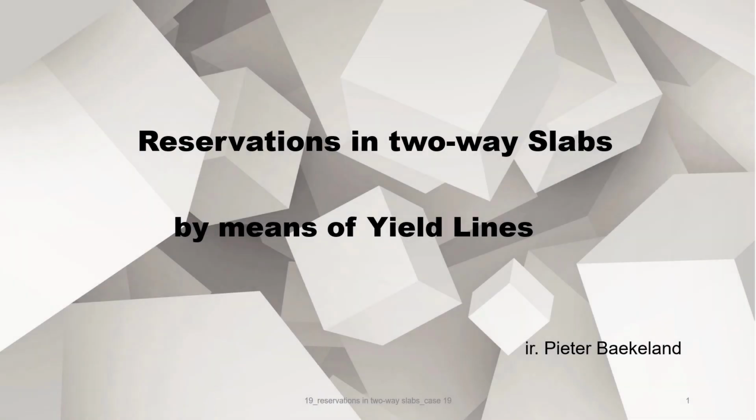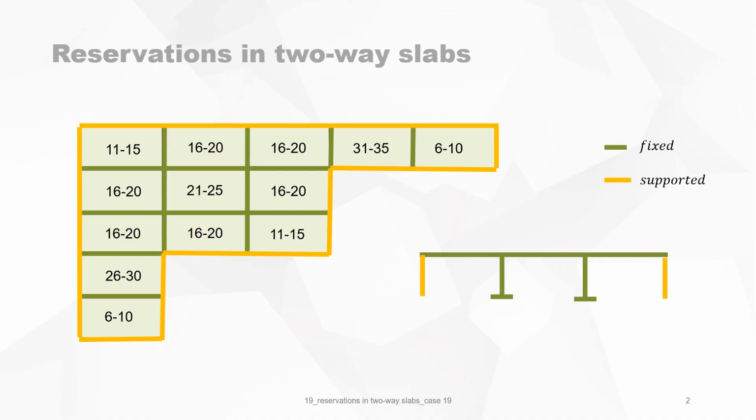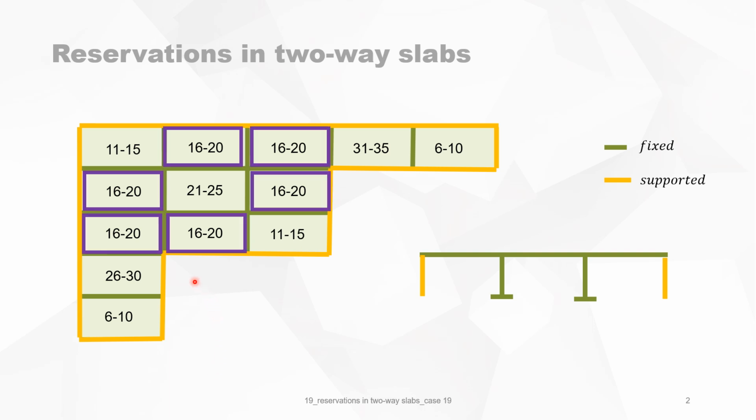Reservations in two-way slabs by means of yield lines. This video will deal with cases 16 to 20, and it's about a slab with three sides fixed and one side freely supported.